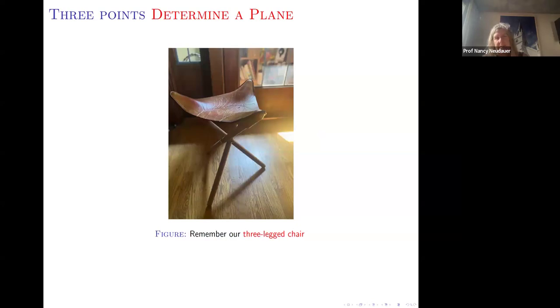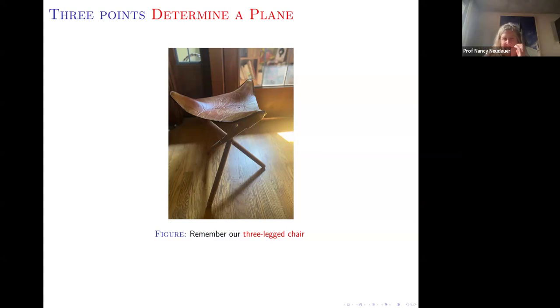I happen to have in my house 2 3-legged chairs, which I discovered when I was trying to find an image online, and they wanted me to pay like $75 for an image. And I thought, I must have one. And I found 2. So here we go.